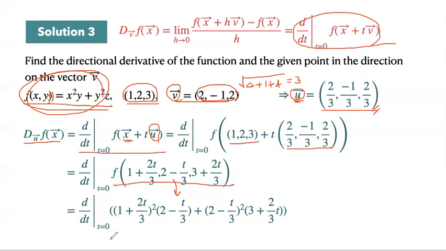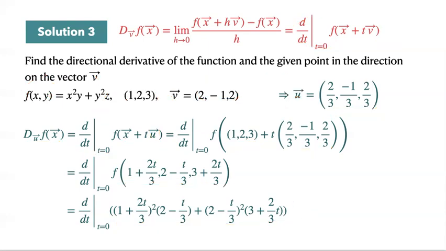When I post this PDF file on Google Drive, I will write x, y, z here. So if we put x equal to 1 plus 2t over 3, then it is squared here. And we want to multiply by y, and plus y squared times z, right? Okay, cool. So let's calculate it.